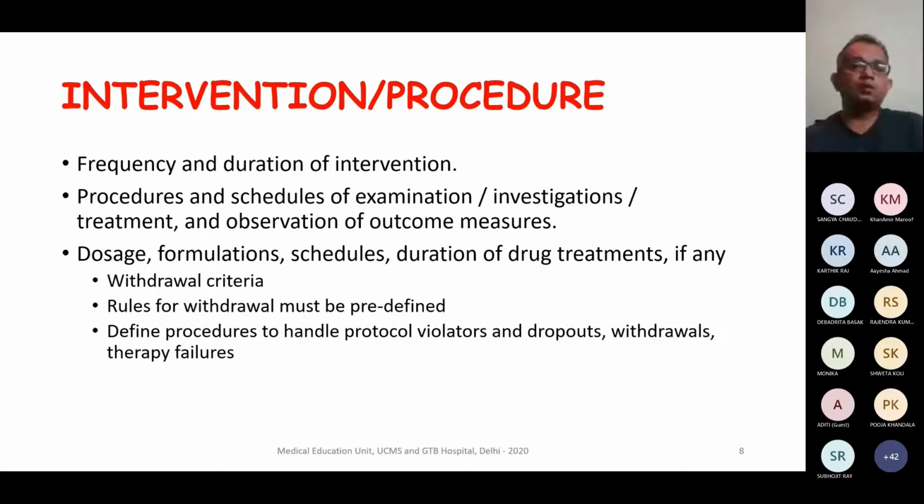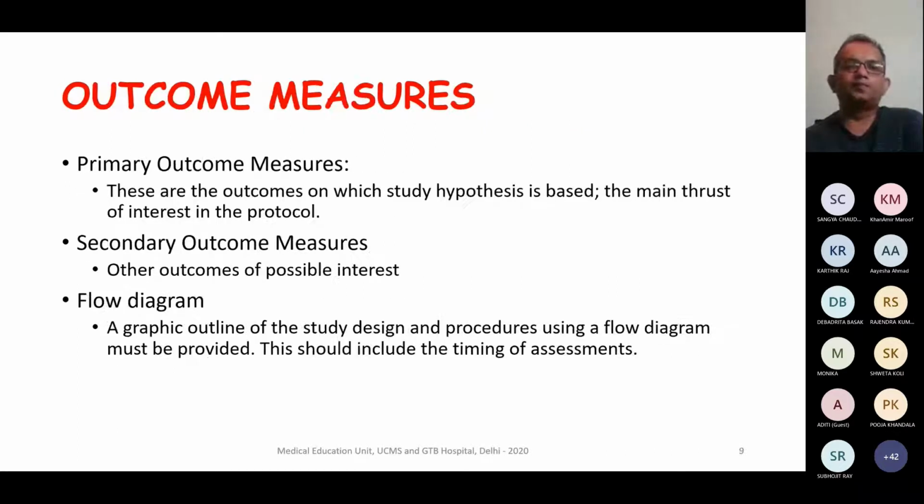You will also have to define procedures to handle protocol violators. So suppose you have given a drug. Suppose you are studying the effect of curcumin on cervical cancer. Curcumin is the active principle of haldi or turmeric. It is known to have anti-cancer properties. So suppose you have told the patient that you will have to take two capsules in the morning and two capsules in the evening. If they are not following it or they do not come for follow-up, then what will you do? Like how many times will you try to contact them? All those details have to be given.